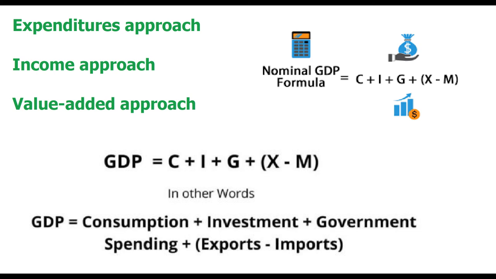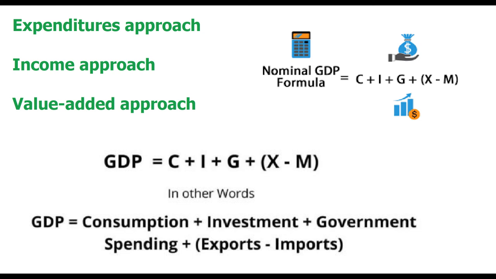That is what we will be taking out in this expenditure approach. And the formula is C plus I plus G plus net export, that is X minus M. So C, we know, is consumption, I is investment, G is government spending, and net export becomes the difference between export and import, that is X minus M.